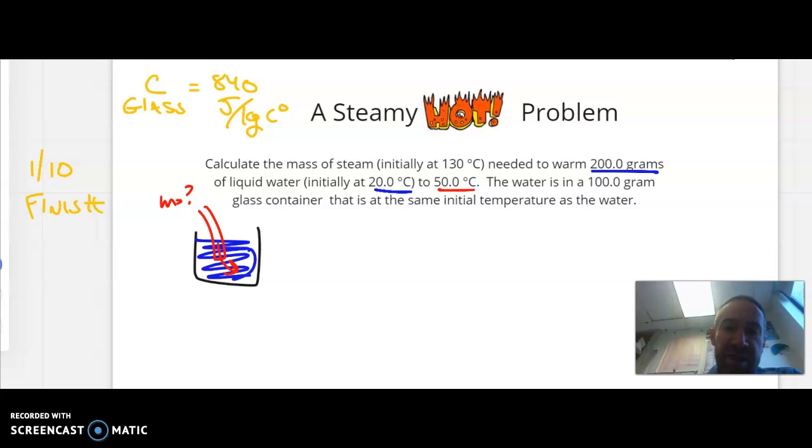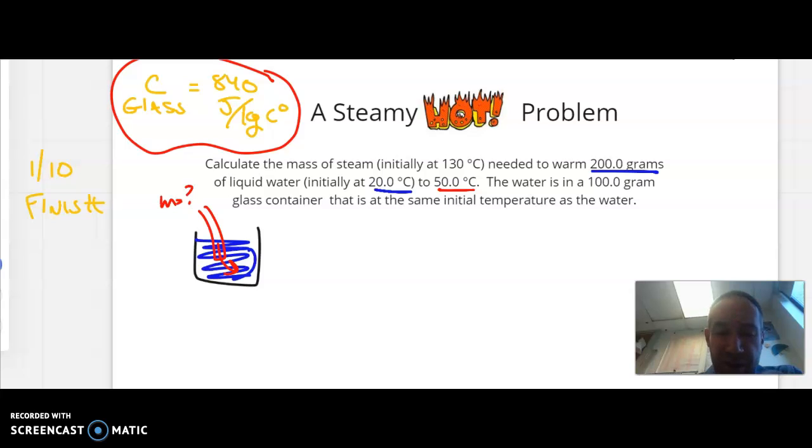Now, that would be easy enough, but the other thing that you got to think about is the glass. And the glass is going to take in some of that heat as well. So some of the heat is going to go into the water and raise it, but some of the heat is going to go into the glass. I've given the 840 joule per kilogram per C degree specific heat of glass up here, and we're going to solve this.